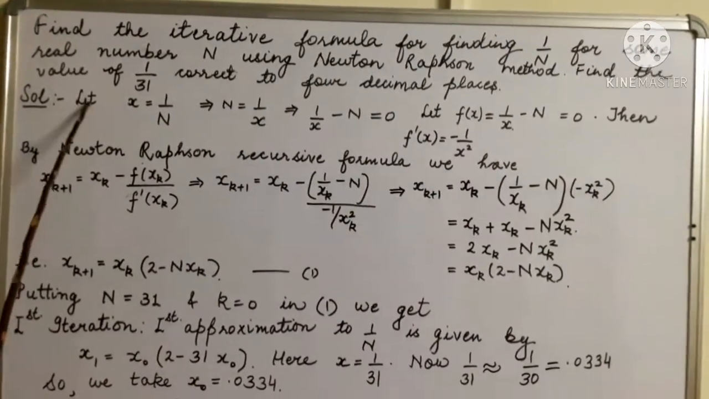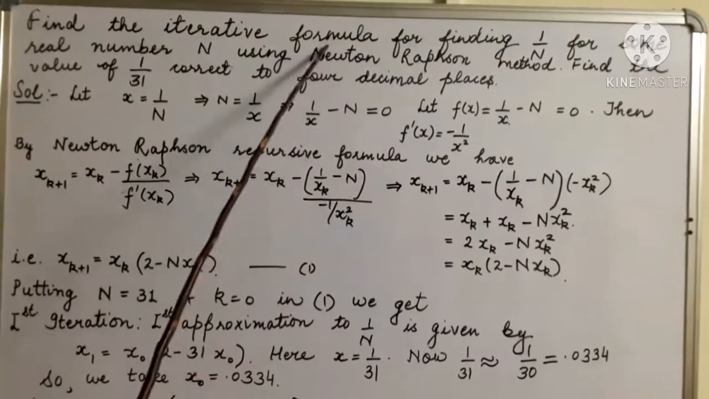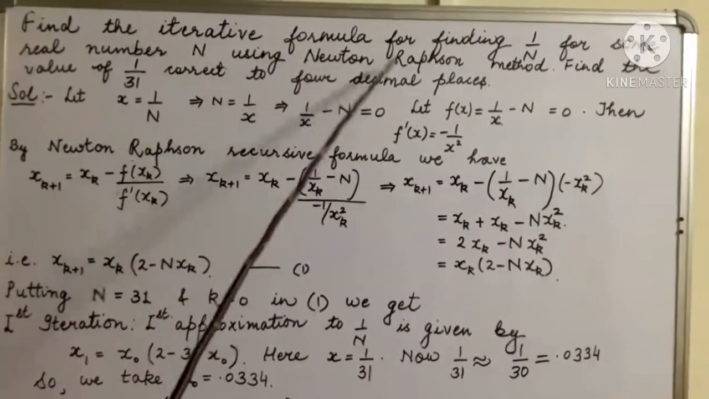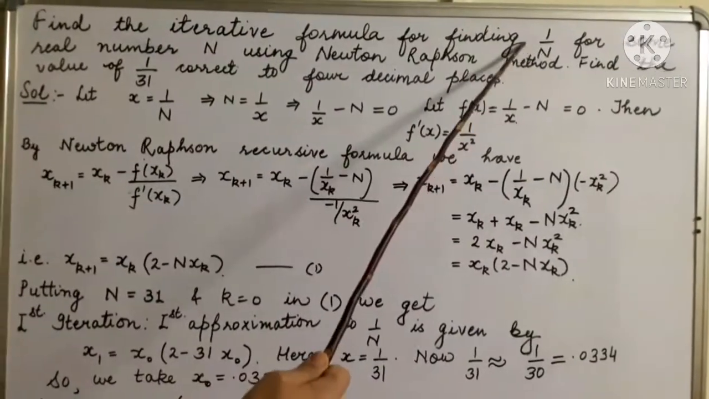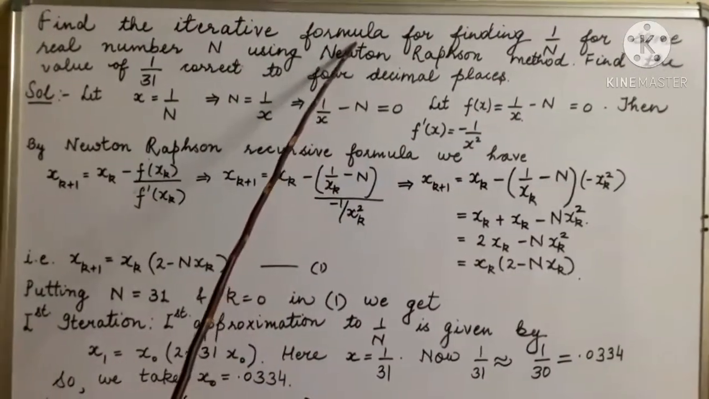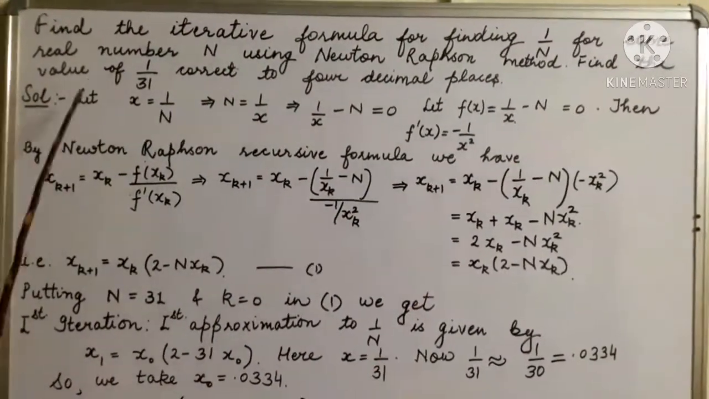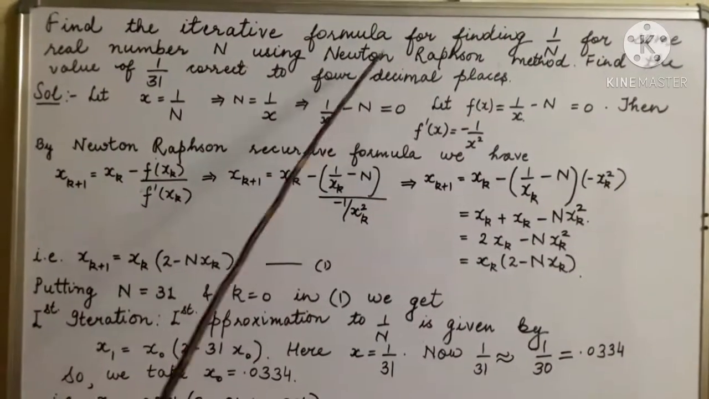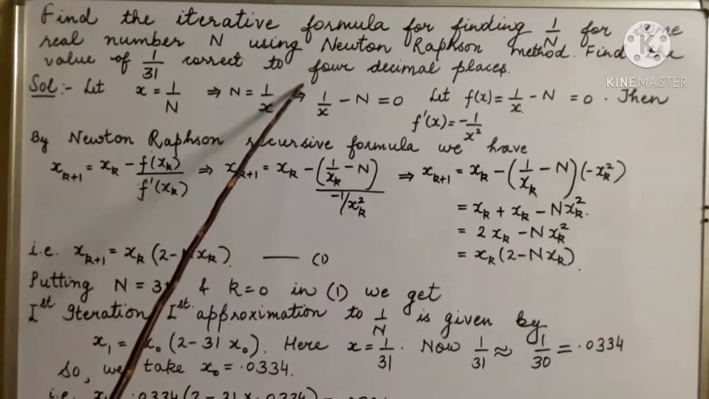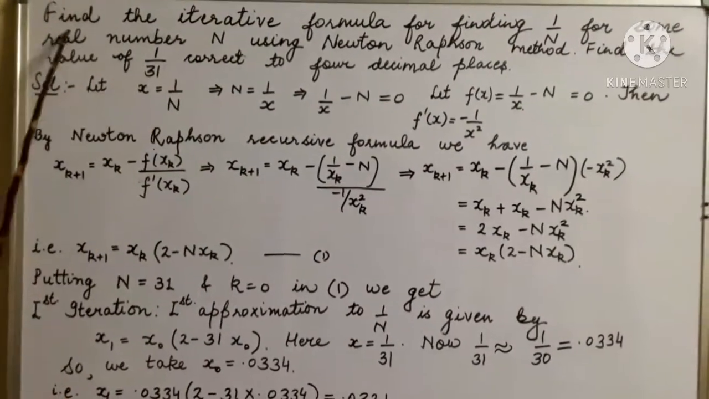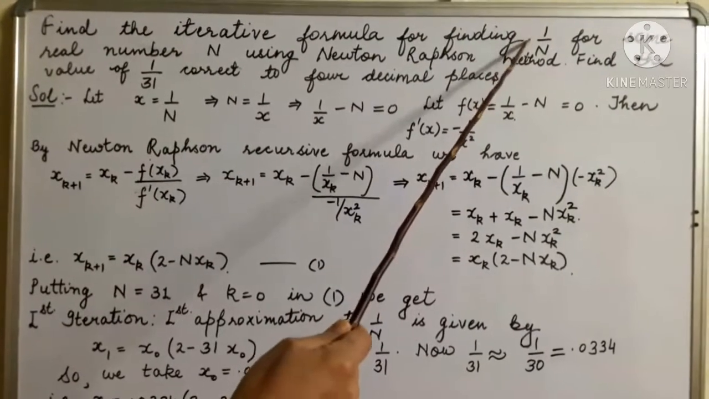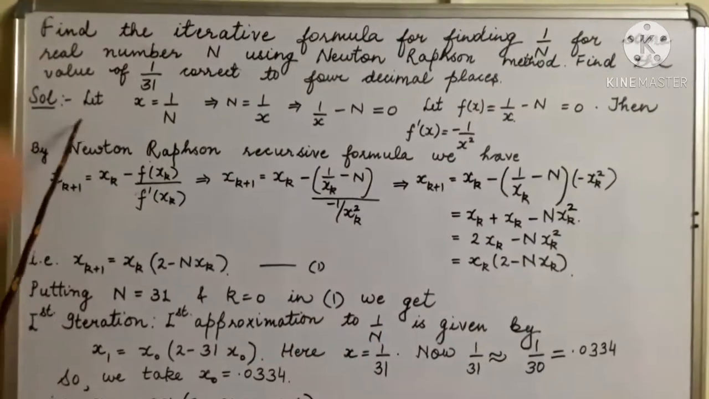In the first part of the question you have to find the iterative formula using the Newton-Raphson method, and using this formula which you will derive here, you have to find the value of 1 upon 31 correct to 4 decimal places. It is the second part of the question. Now here, find the iterative formula for finding 1 upon N. The problem is to find 1 upon N. So we will start like this.